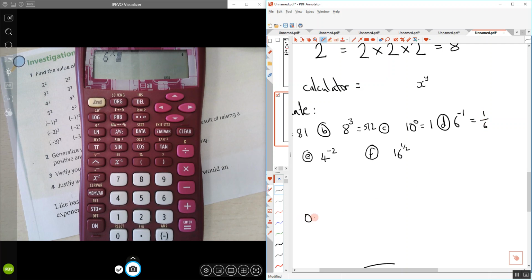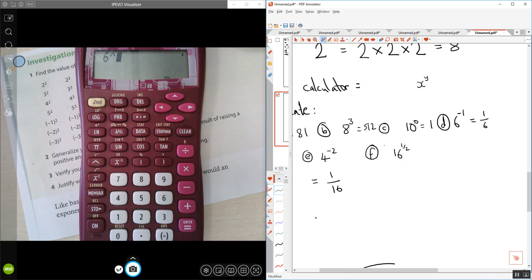Okay, now if you got 0.16666, that's absolutely fine. What could you do to that? Yep. You could make it a fraction, and you know how to do that on your calculator. So if you get a decimal, you want to write it as a fraction. What about 4 to the negative 2? Peter? 1 over 16, nice.